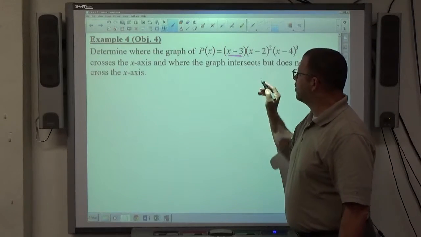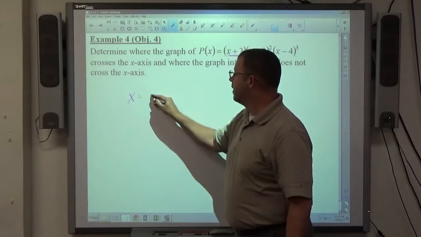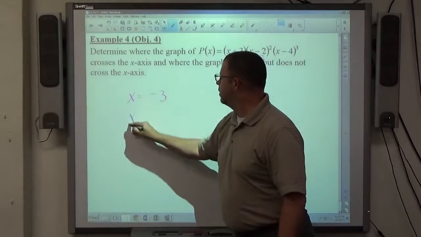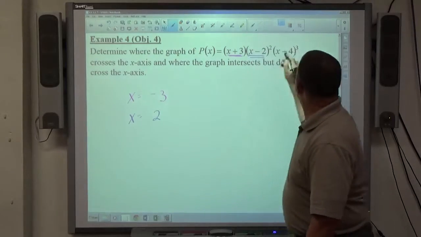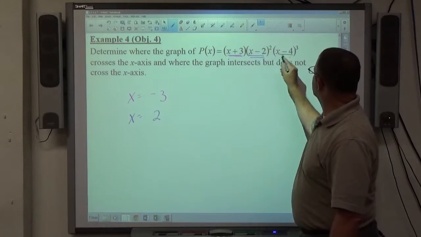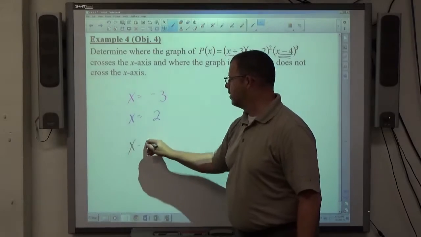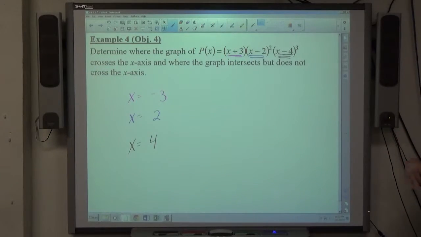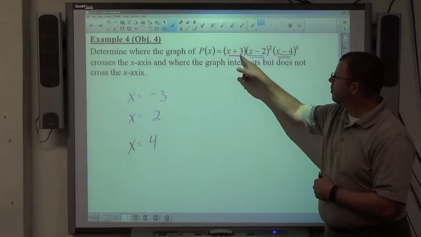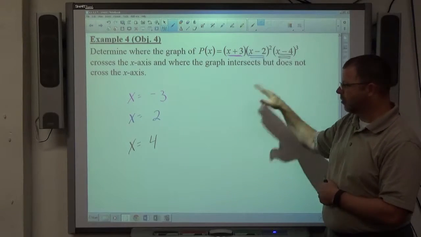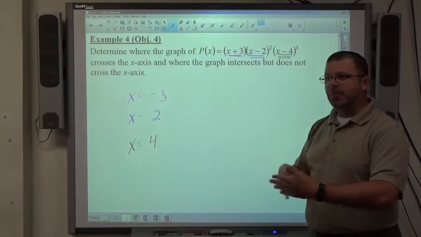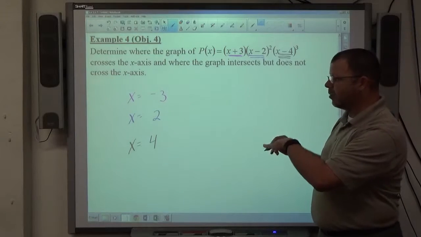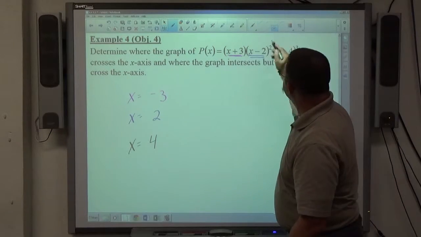x plus 3 equals 0, so x equals negative 3. x minus 2 equals 0, so x equals positive 2. x minus 4 equals 0, so x equals positive 4. Okay? Set each thing equal to 0. Don't worry about the powers in that step, just get the answers. So negative 3 plus 3 is 0, 2 minus 2 is 0, 4 minus 4 is 0. Give me the answers. And then for the nature of the root at each point of intersection, at negative 3 comma 0, 2 comma 0, 4 comma 0, you look at the power.